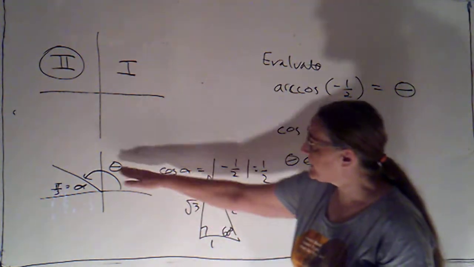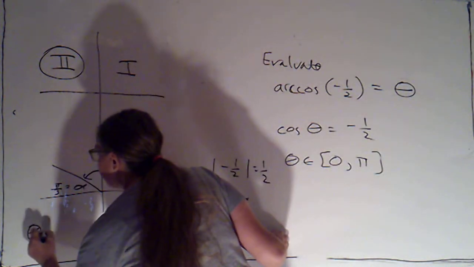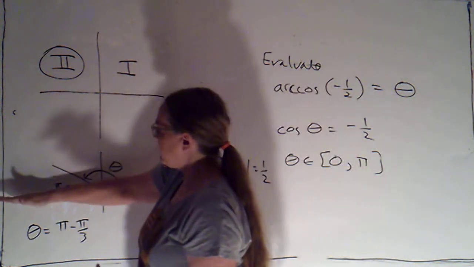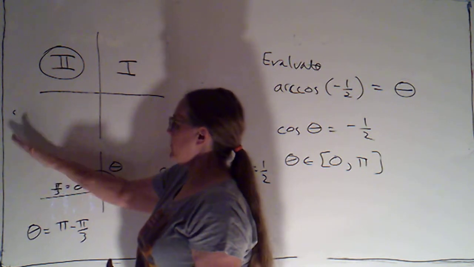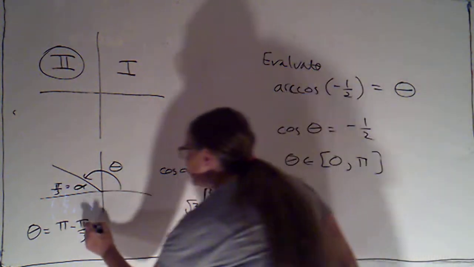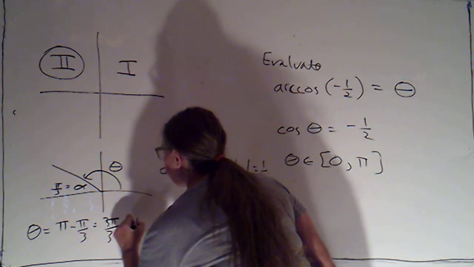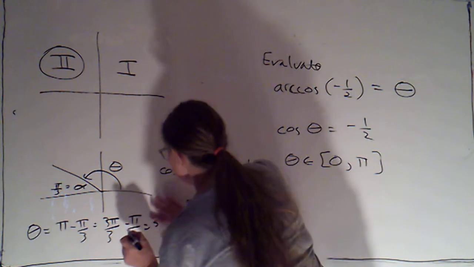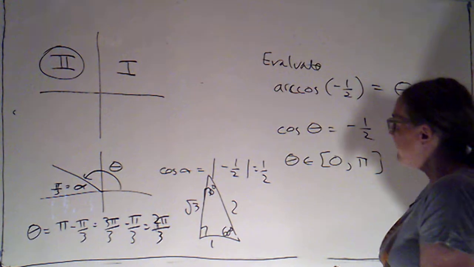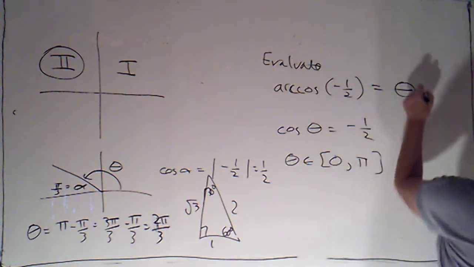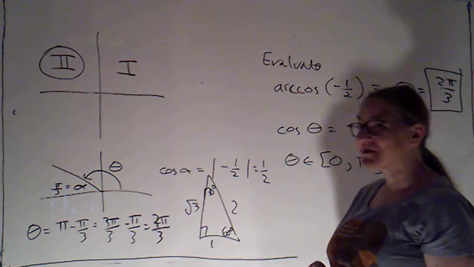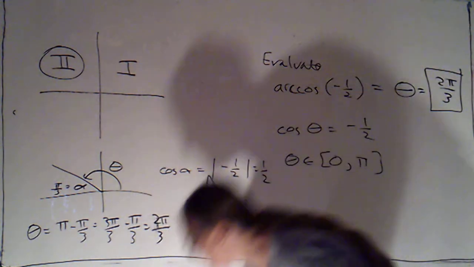Now I can look at my picture and I can see that theta is pi minus pi over 3, because pi would have me rotating this way. If I subtract that extra pi over 3, then I've just done the theta rotation. So notice that's 3 pi over 3 minus pi over 3. That's going to be 2 pi over 3. So we have answered that question and evaluated our first value of arc cosine.